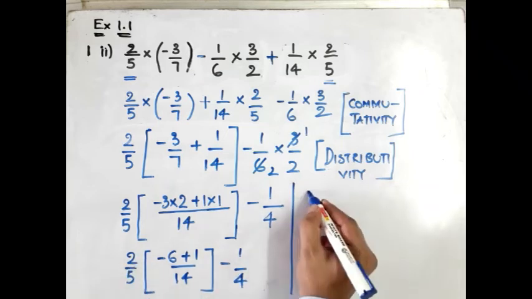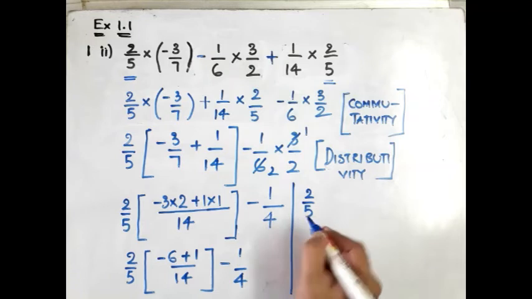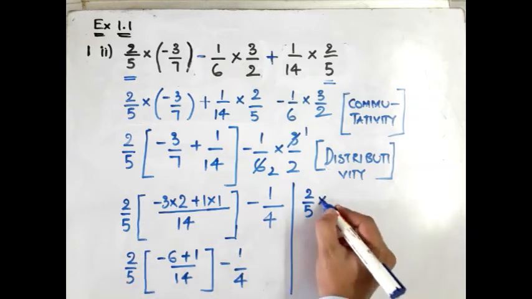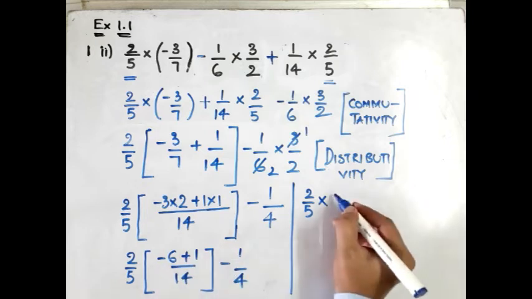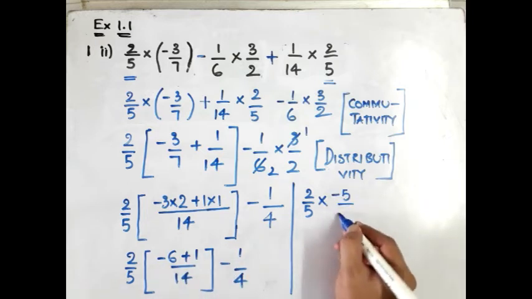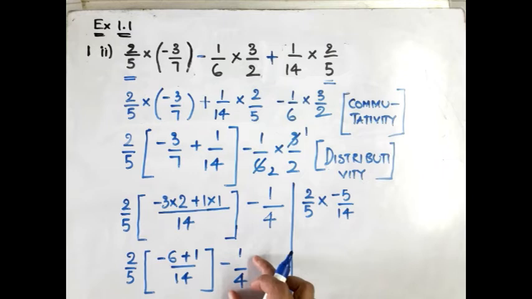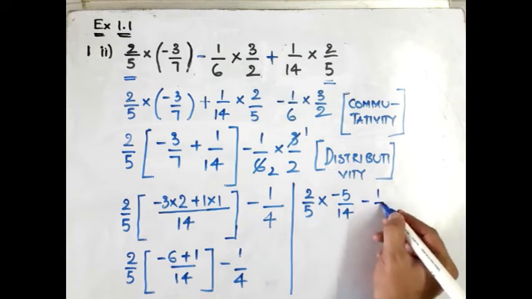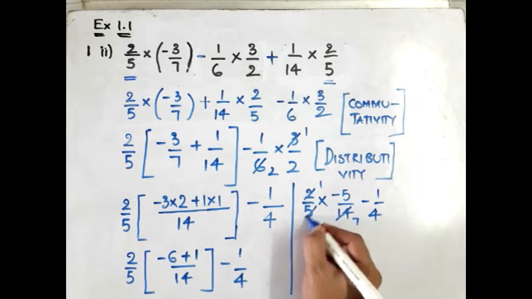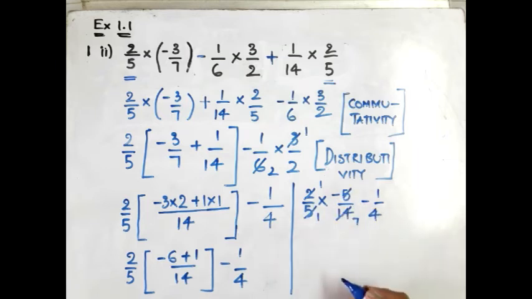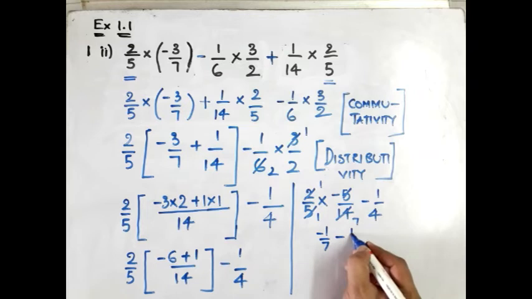So 2 by 5 comes as it is. Okay, the bracket we can write as multiplication: minus 6 plus 1, minus 5 by 14, and the left out term minus 1 by 4. Okay, 2 1s are 2, 7s are 5 1s, 5 1s. The leftover terms are minus 1 by 7 minus 1 by 4.